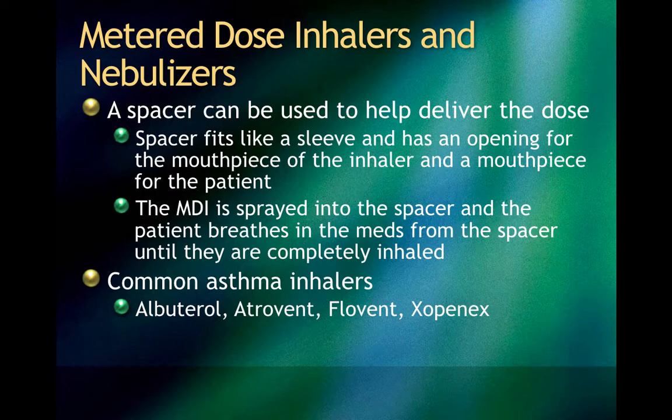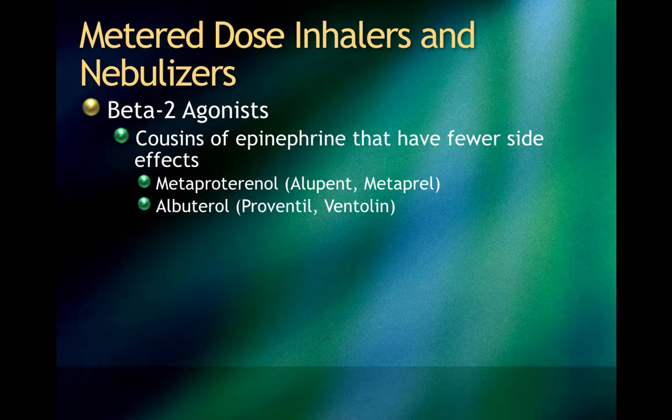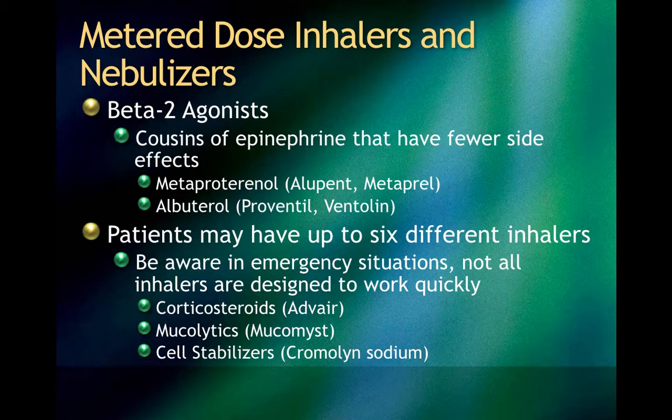Some common asthma inhalers: albuterol, Atrovent, Flovent, Xopenex, Combivent, Alupent, Pulmicort. All of them are versions of these medications. Beta-2 agonists. These are albuterol, Alupent, or metoprolol. They are similar to epinephrine with fewer side effects, and they are meant to be nebulized and inhaled. Lots of people have different inhalers. Be aware that those different inhalers might give you some clue as to what sort of medical condition they have. Corticosteroids, mucolytics, and mast cell stabilizers. Those are not quick-acting medications. The beta-2 agonists are the quick-acting medications.